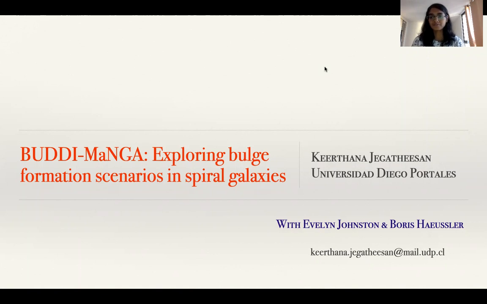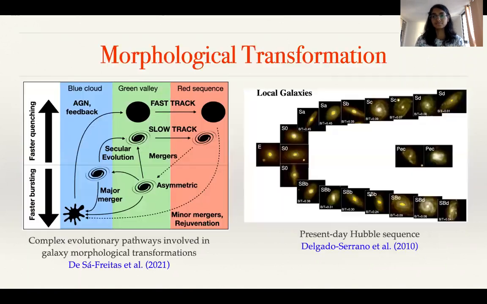I'd like to talk about a project I've been working on in the past year called BUDDI-MaNGA, which is a spectroscopic survey of galaxy bulges and disks. And I'm going to be focusing on exploring bulge formation scenarios in spiral galaxies in the framework of this project.